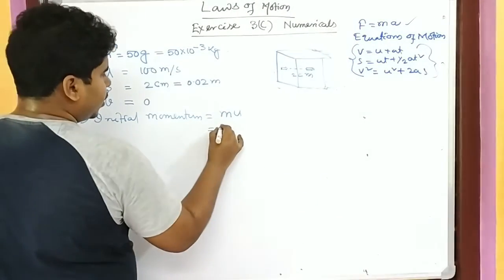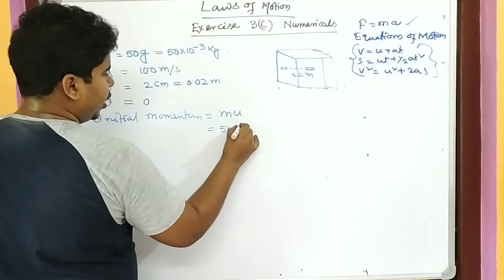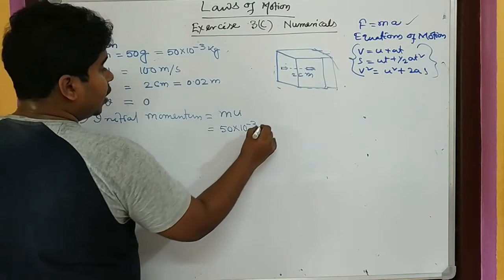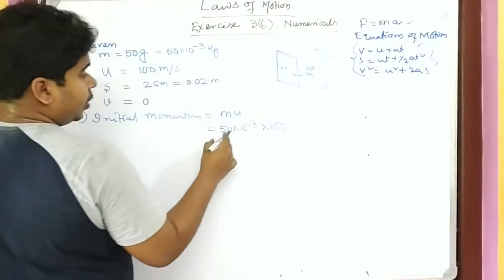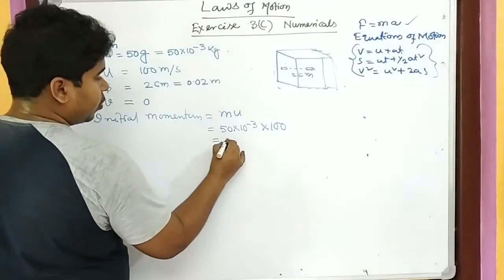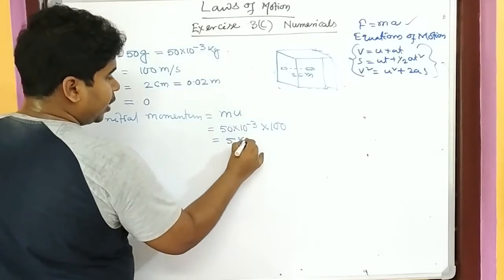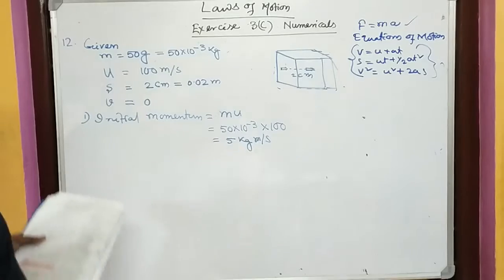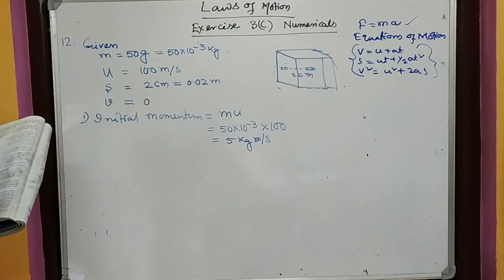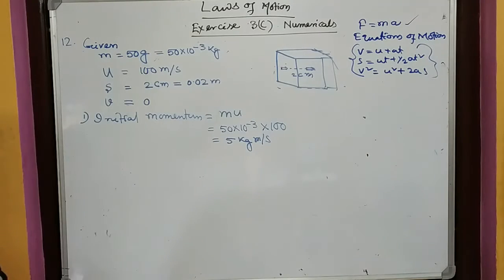So mass is how much? 50 into 10 to the power minus 3. U equals 100. Multiplying 100 by 50 into 10 to the power minus 3, it is 5 kg meter per second. That is our initial momentum, 5 kg meter per second.